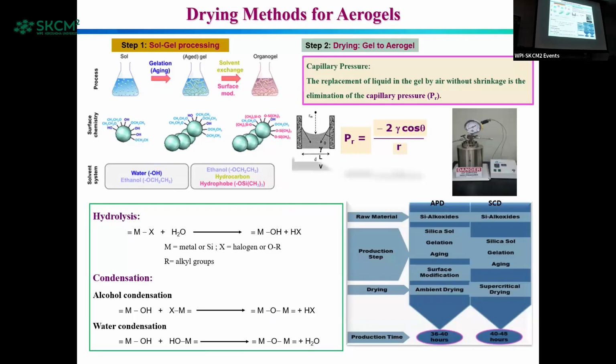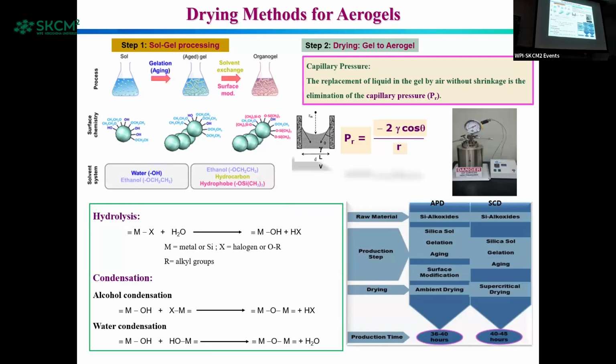So this is a general reaction mechanism for organosilane-based silica aerogels. Hydrolysis and condensation reactions are mentioned here. And this is the autoclave we used earlier to synthesize supercritical dried silica aerogels. It's high temperature, high pressure, because if you use methanol as a solvent, you need a temperature of around 265 degrees Celsius and more than 100 bar pressure.